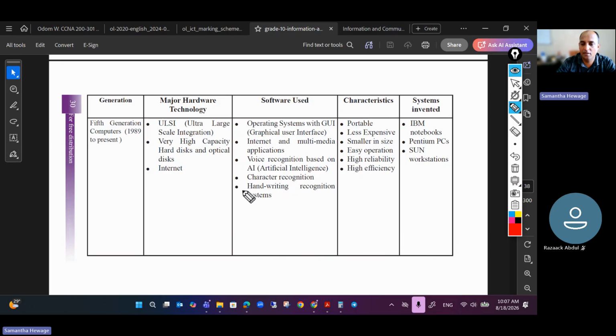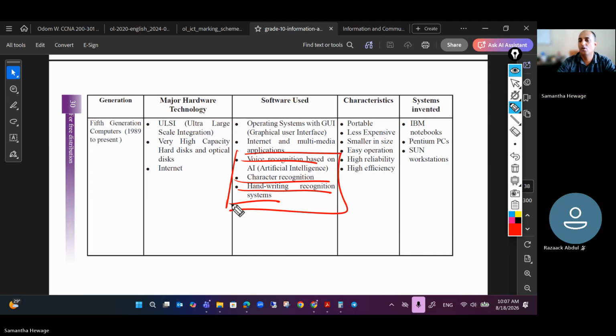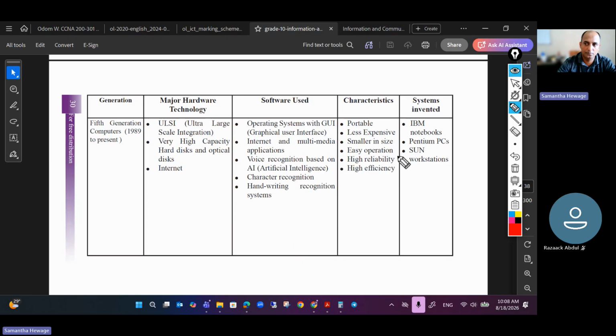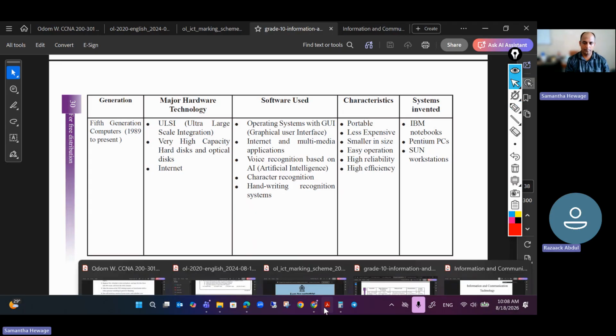So see, handwriting recognition, voice recognition, character recognition. Remember, if some questions ask about AI technology, whatever AI, it could be voice recognition, hand recognition, right? Smart recognitions, whatever things, it is in the fifth generation. Are you clear in this? Yes, sir. I'm clear.